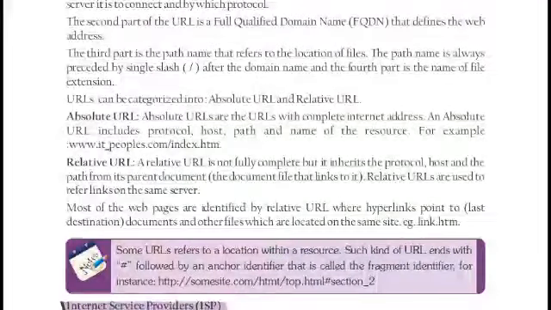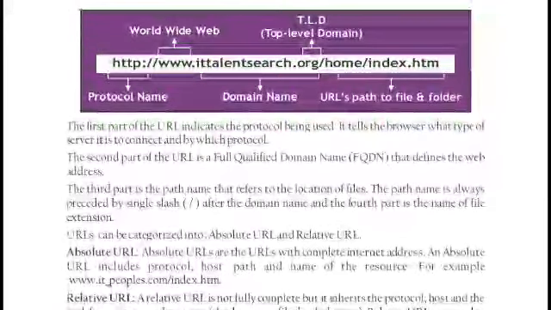There are two kinds of URLs. Absolute URL. Absolute URLs are the URLs with complete internet address. An absolute URL includes protocol, host, path, and the name of the resource. For example, the HTTPS, after that the complete address that is written over here: protocol name, World Wide Web, domain name, TLD, and the path.